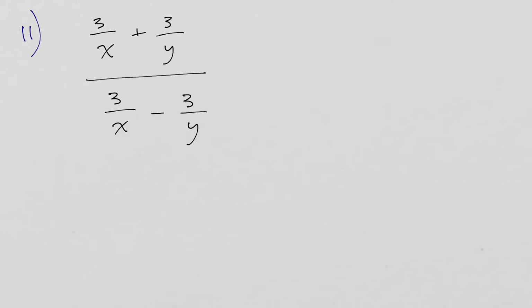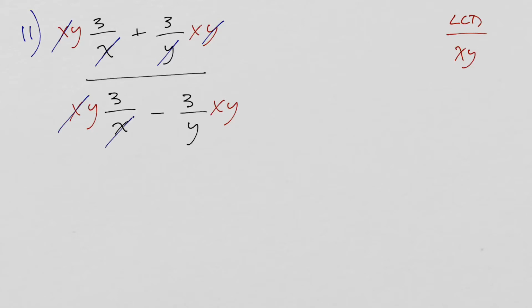Okay, again, we have multiple terms in the top and the bottom, so I'm going to determine the LCD, which is xy. So I'm going to multiply everything by xy. And I'll just do that here. I'll multiply this by xy, this by xy, this by xy, and this by xy. And then I'm going to start canceling. In this first fraction, the x's cancel. In the second fraction, the y's cancel. Down here, the x's cancel, and down here, the y's cancel.